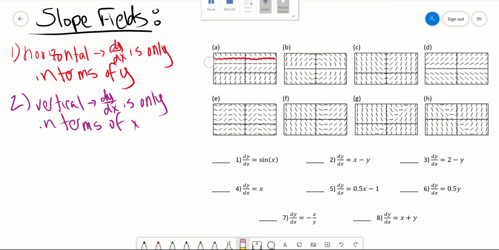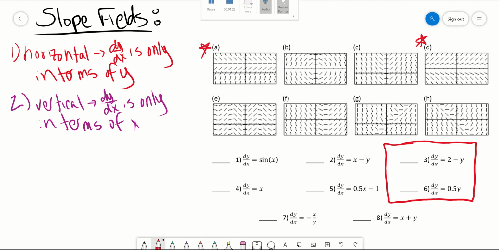So it looks to me like A is the same on a horizontal line, and then D is the same on a horizontal line. So that means those are only going to have a y in them. When you look at your answer choices down here, these two only have a y in them. So that means those are going to have to be our answers. So what we would be looking for then is a third thing.